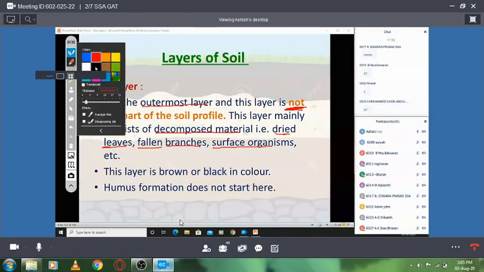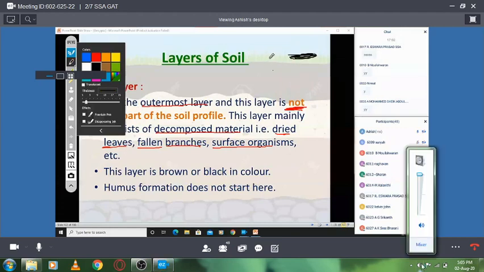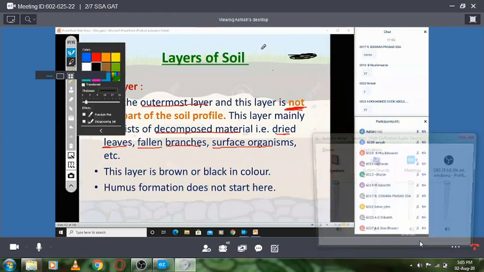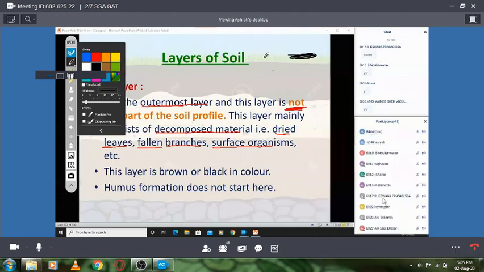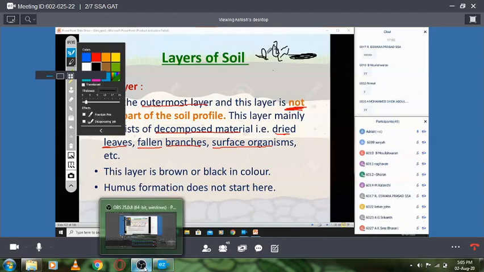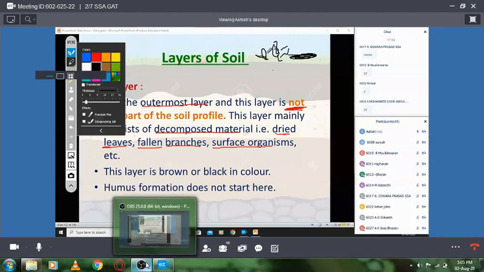On the topmost region, this layer is found. Here all your leaves will be there, dead animals will be there, branches will be there, surface organisms. This is the O layer.